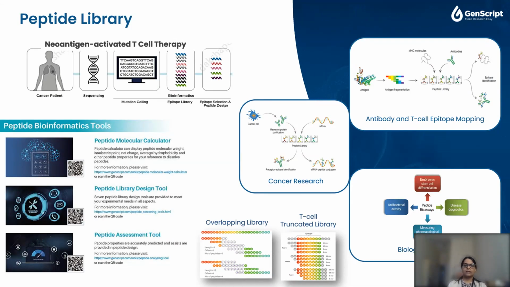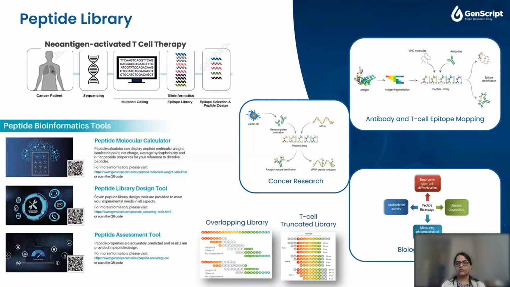As the identification of neoantigen is very crucial, to support that work we are providing a peptide library, and this peptide library can aid in enhancing the process of identification. For example, we are providing a T cell truncated library, which is a valuable tool for identifying the specific epitope. Once the epitope is identified, this sequence can be used to engineer personalized T cells for T cell therapy.